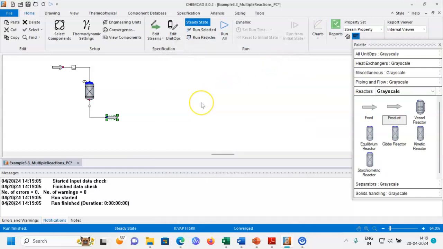Since it is an equilibrium reactor, the final outcome will depend on the equilibrium data, which will change with respect to various parameters, which we may see by varying the parameters. But this is how we can run a multi-reaction problem in CHEMCAD, wherein more than one reaction can take place simultaneously. I hope this clears the idea about metal balance for simultaneous reactions, as well as how to solve the same in a process simulator like CHEMCAD. Thank you.